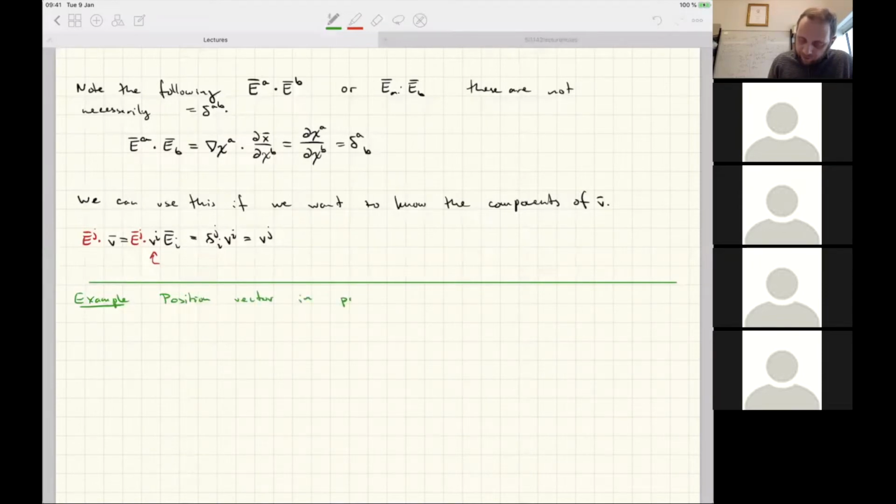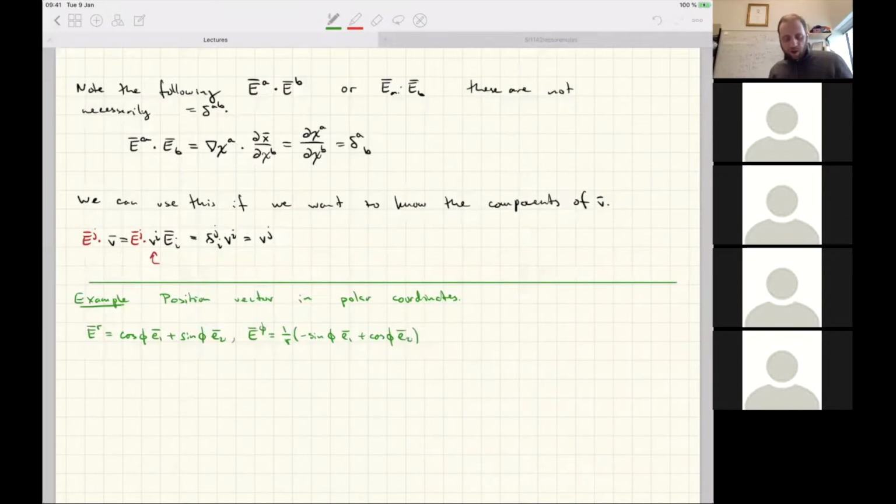In polar coordinates, now if I compute E^R, you will find that it's just the same as E_R with the R downstairs. So this is sine phi E2, and E^phi is 1 over R times minus sine phi E1 plus cosine phi E2. So you know that the position vector in polar coordinates, well, we knew what it was.